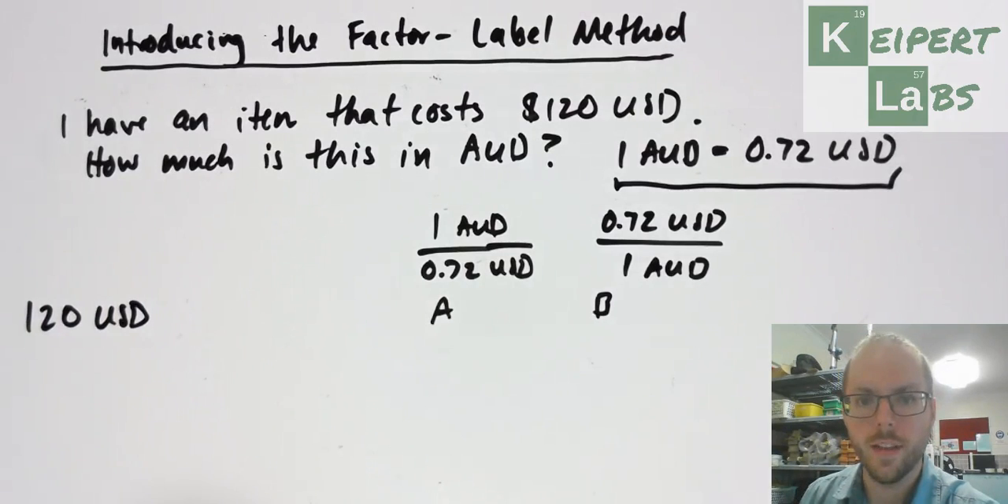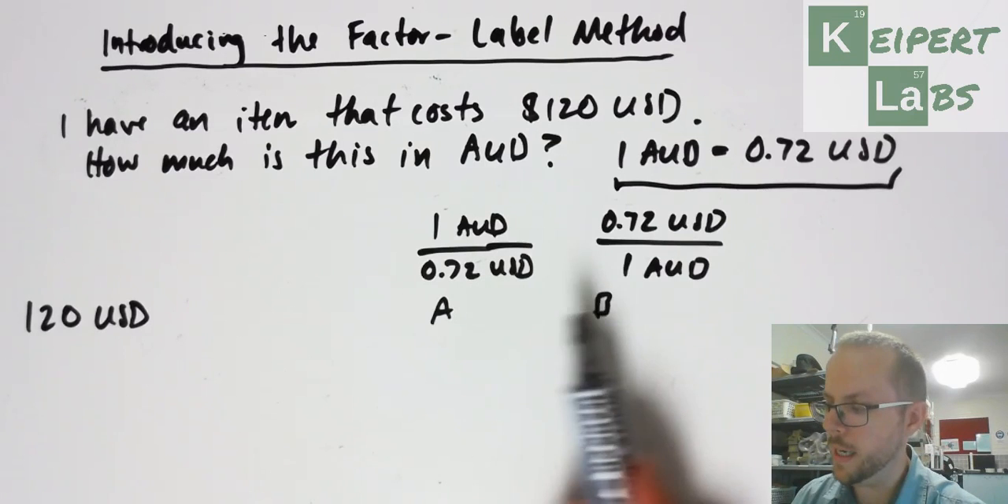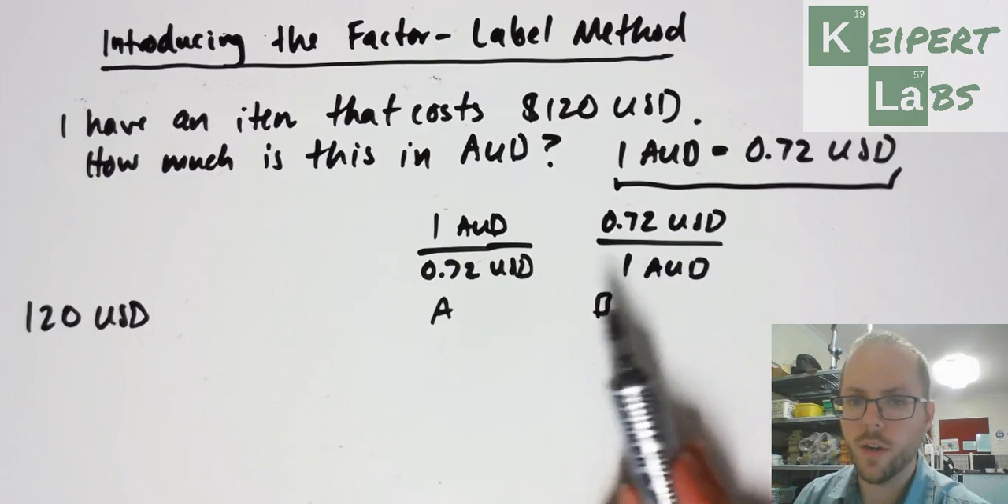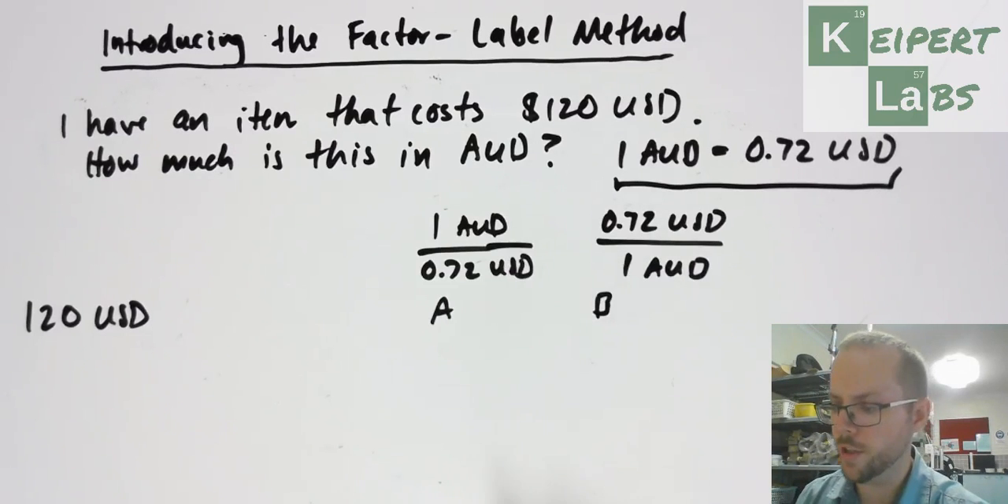Now I want an answer that has Australian dollars. It gives me units of Australian dollars in the end. And so that's the one that I'm going to look for that has it on the top. I can look at A and I can look at B, and I can recognize that version A has Australian dollars on the top. So that's what I'm going to use.